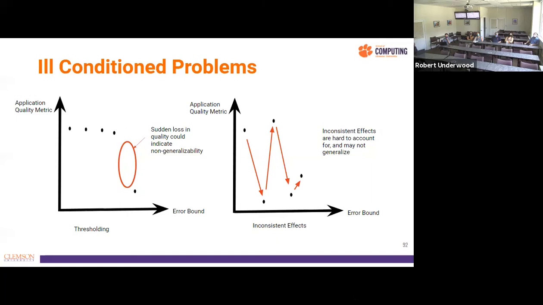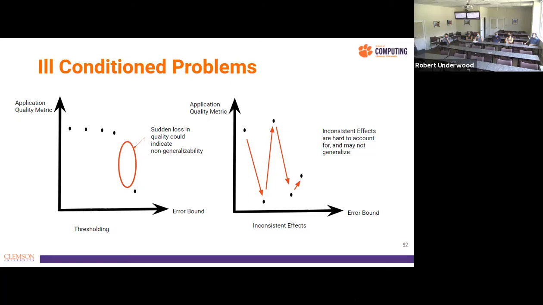Another problem that we tend to find in this space is this notion of an ill-conditioned problem. And on the screen, I present two cartoons which represent particular kinds of ill-conditioned problems. On the left, we have what's called a thresholding problem, where we have a consistent performance of the application, and then we get to a certain error bound, and then we fall off a cliff. This is particularly bad because it indicates a potential non-generalizability of this approach to larger problems.